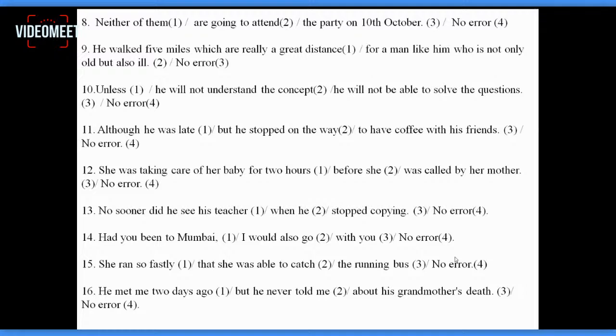Because हम दो अलग अलग actions पे, the second action is totally dependent on the first action. So the principal clause here, had you been to Mumbai, I would have also gone with you. मैं भी तुम्हारे साथ चलता. So this is the correct form of the sentence. So the error is in the second part. I would have also gone with you. Past perfect में आएगा आपका subordinate clause.